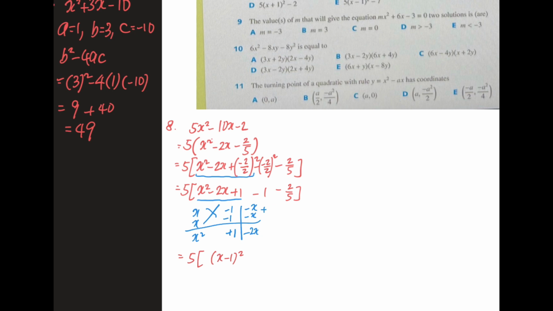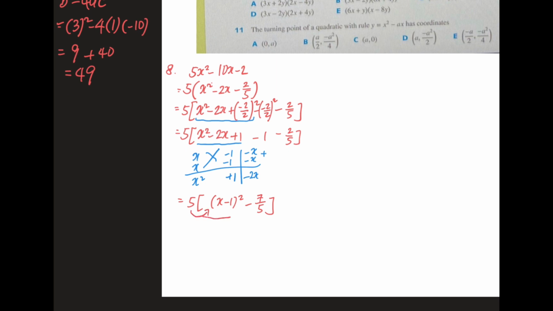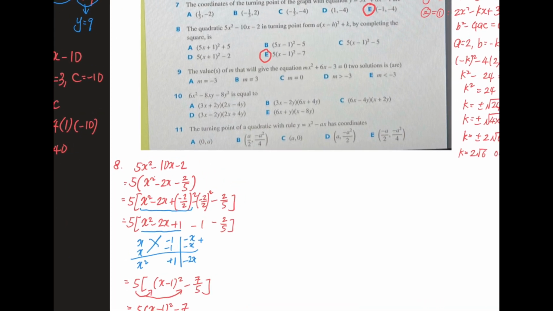And then for the last two terms, I just check with calculator, minus 1 minus 2 over 5, then we get minus 7 over 5. And I times 5 with this and that. So I get 5 times x minus 1 squared minus 7. So that is completing the square. Once we get that, then we check with the choices here. And this is the answer then. E is the answer. So the answer is hence E.